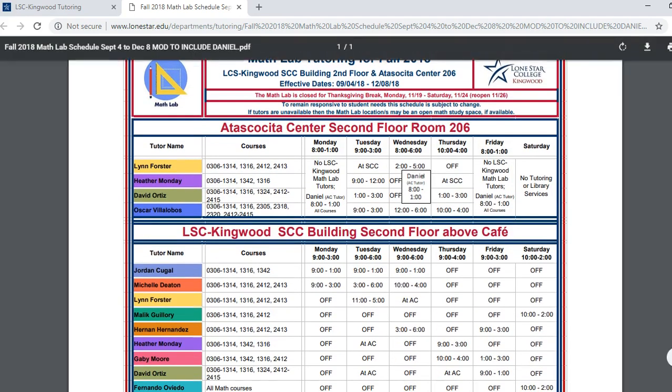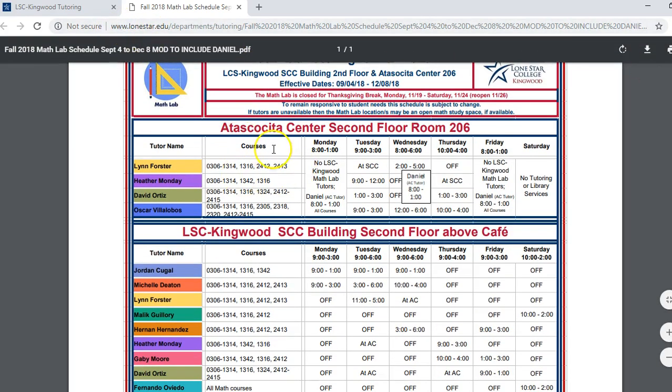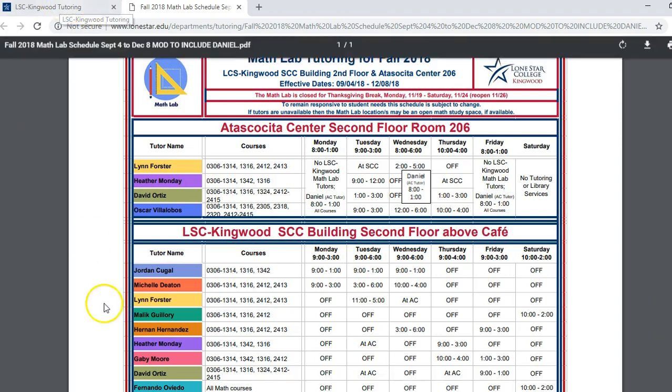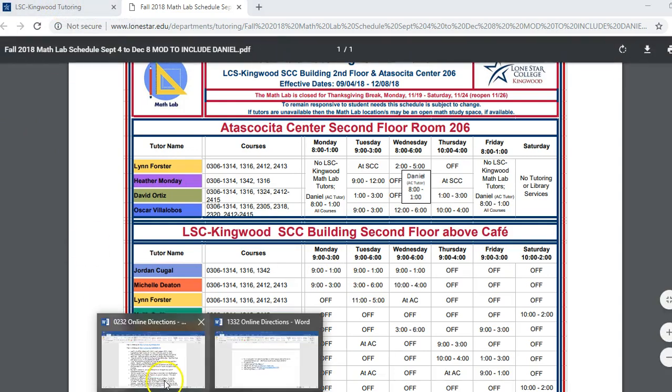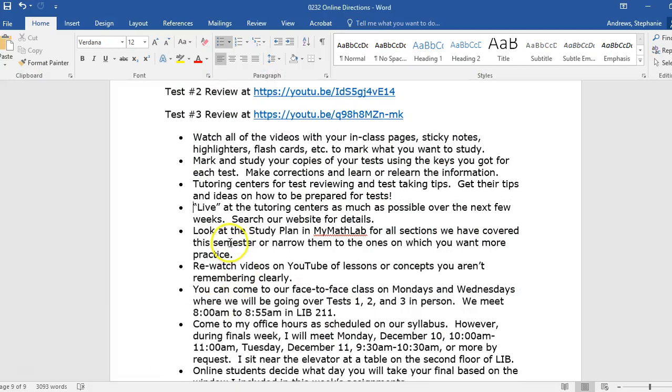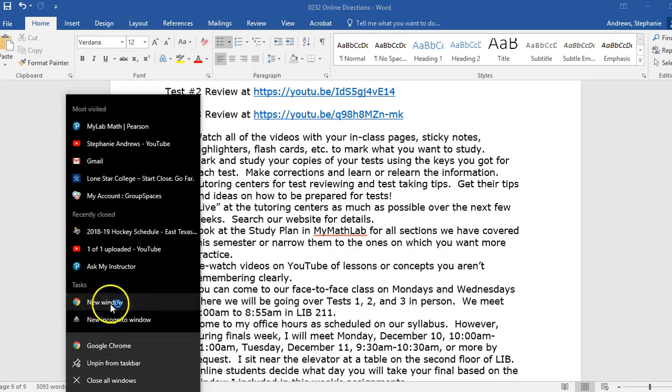This is their schedule. So I would write down, if I lived close to Atascocita, I would be there as many of these hours as I could. If I live closer to Kingwood or if I can bounce between the two, I would be at the tutoring center often. And so back to what we were talking about, living at the tutoring center. I would also go into my math lab and I would look at the study plan. Let me pull that up.